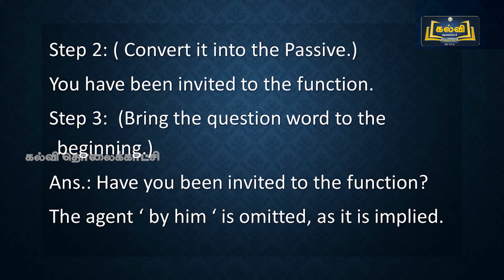Now step 3, bring the question word to the beginning. Have. So the answer is, have you been invited to the function? Now here in this sentence, you will note that the agent by him is omitted as it is implied or understood very clearly.